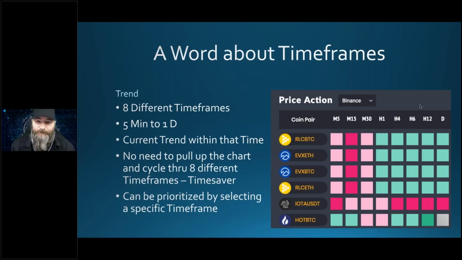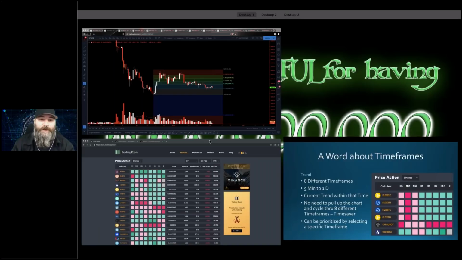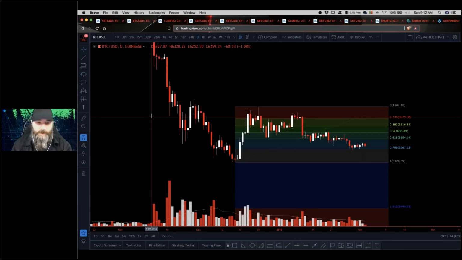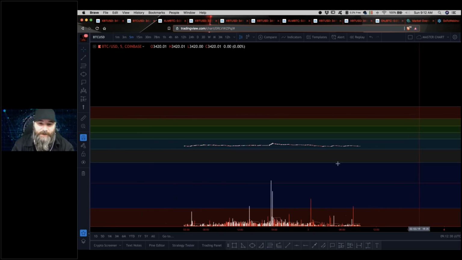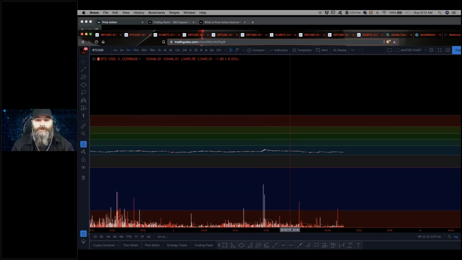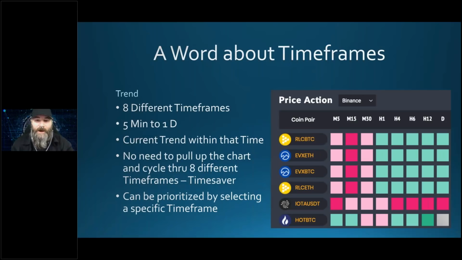8 different time frames, like I said, 5 minutes to a day. Current trend within that time frame. We'll go over these colors in just one second. So there's no need to pull up a chart and then cycle through 8 different time frames. You don't have to pull up your chart and say, all right, I want to look at the 5-minute chart, and then go back over to auto, scroll up, do all that work, and then swing it over to the hour, take a look at the daily. You don't have to do that with something like this.